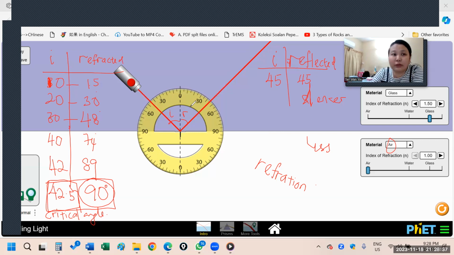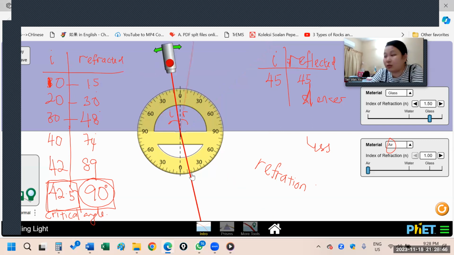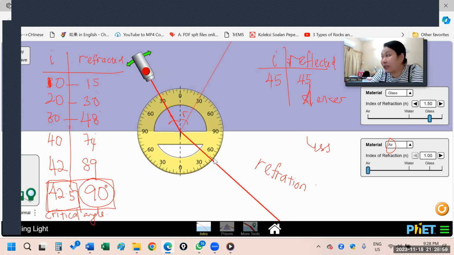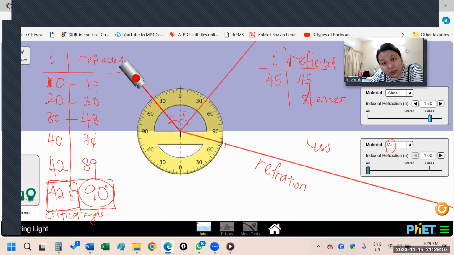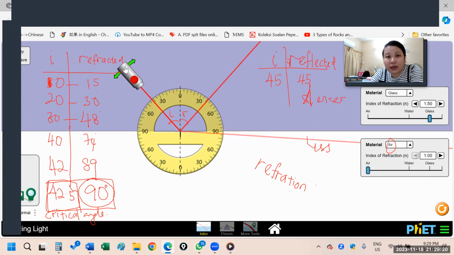Reflect back. Look, when it is 10, it refracts 15. When 20, refracted 30. When 30, refracted 48. When 40, refracted 74, around 75. It refracts more and more. So when it is 42.5, it has already refracted to 90 degrees. You can see, starting from here, it has refracted to 90 degrees already.